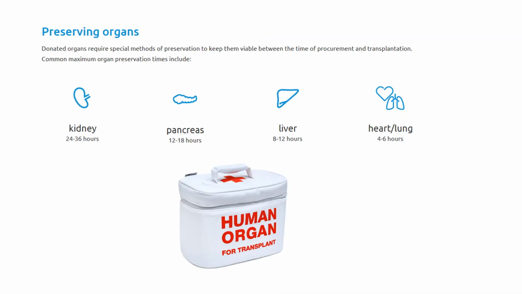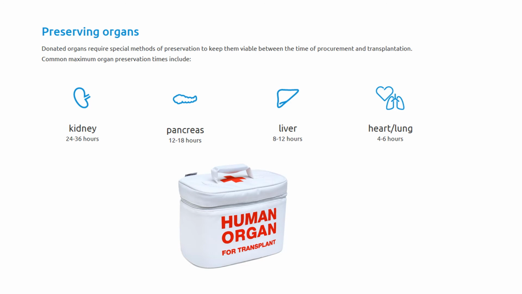All right, so preserving organs. This tells you why the location makes a big difference in some of these, right? Donated organs require special methods of preservation to keep them viable. And they really do use those igloo coolers that you want to throw a 6-pack in, right? You've probably seen people walking in and out with the igloos, and you probably haven't put together exactly what it is.